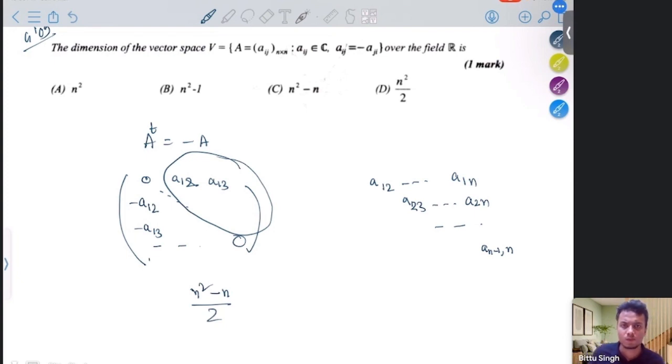From this we can see that the whole matrix is completely determined by the upper half entries. You can write it in terms of a basis. So the dimension of this space should be (n square minus n) by 2, because the upper half has this many entries. This should be the answer. Here I think there is a printing mistake for this problem.